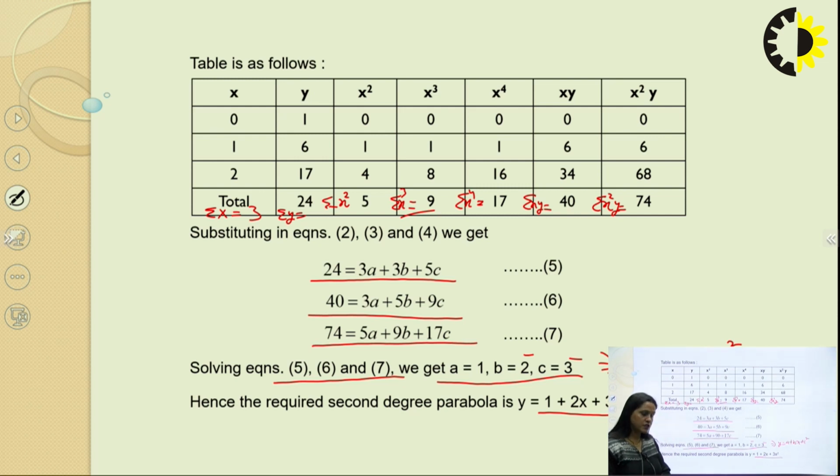So this was about curve fitting and the method of curve fitting by using the method of least squares. In this video lecture, we have discussed fitting of a straight line, fitting of an exponential curve and fitting of a second degree parabola. Please practice other questions also.